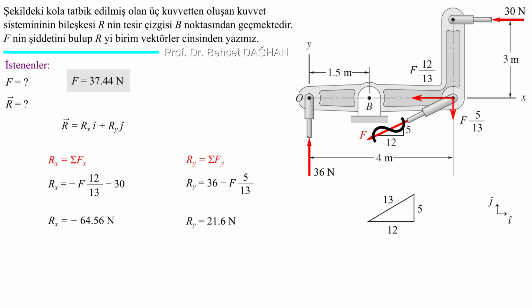Let's move on to Ry. Ry equals sigma Fy. The projection of the resultant to y is equal to the sum of the projections of the components to y. Let's sum the projections of the components to y. The projection of 36 Newton to y is equal to itself, in the positive direction. The projection of the force F to y is in the negative direction, F multiplied by 5/13. The projection of 30 Newton to y is 0, because it is perpendicular to y. Adding these together, we get 21.6 Newton.